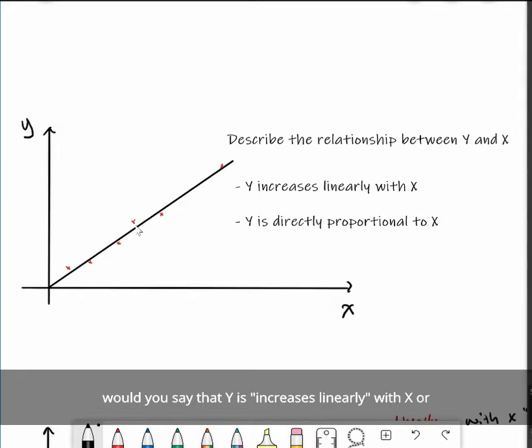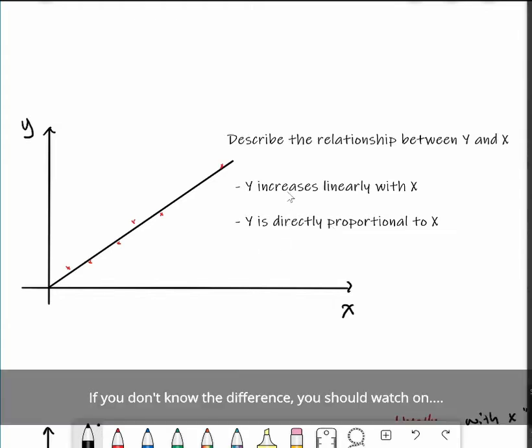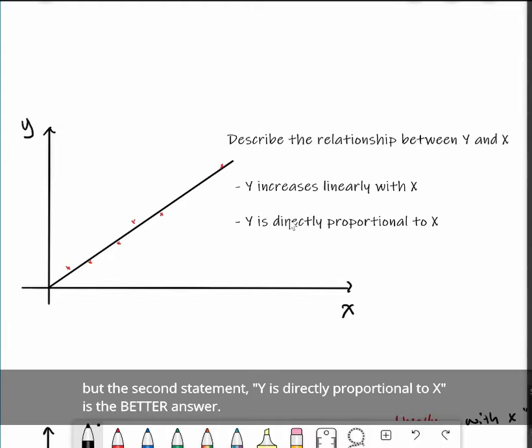Will you say, in this case, that y increases linearly with x, or would you rather say that y is directly proportional to x? Okay, so if you're not sure about this, then you should watch ahead. Now, these two statements, y increases linearly with x and y is directly proportional to x, in this case are both true. So they are both correct, but one of the answers is better than the other. And the better answer in this case is actually this one: y is directly proportional to x.